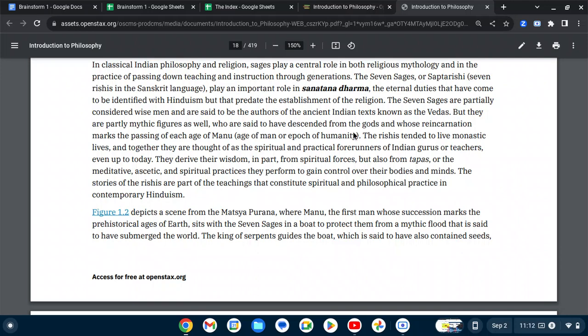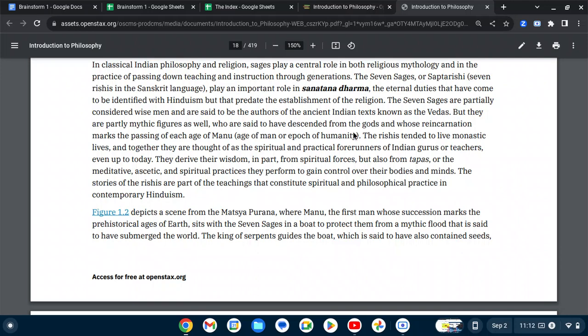They derive their wisdom in part from spiritual forces, but also from tapas, or the meditative, ascetic, and spiritual practices they perform to gain control over their bodies and minds. The stories of the rishis are part of the teachings that can constitute spiritual and philosophical practice in contemporary Hinduism.